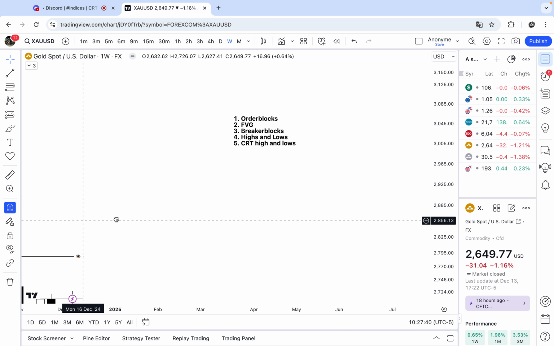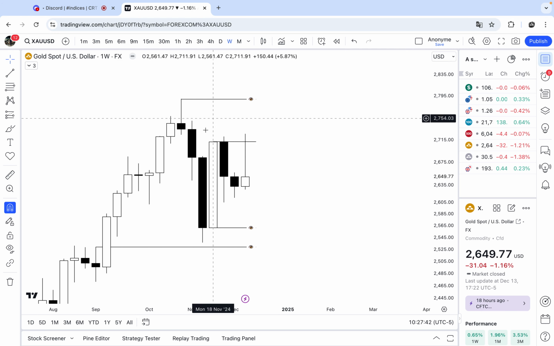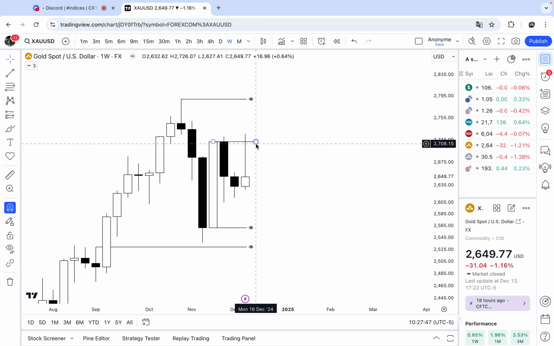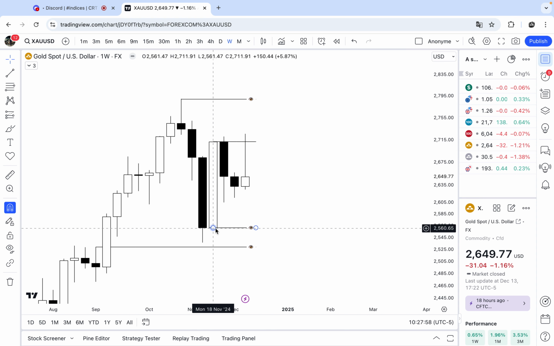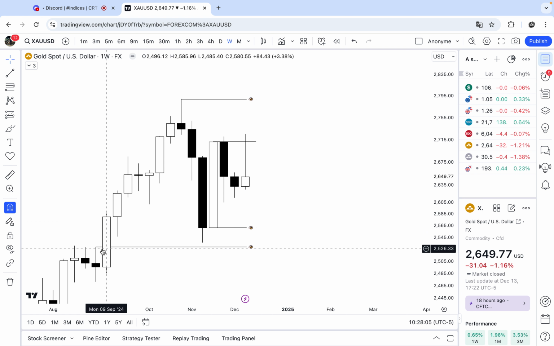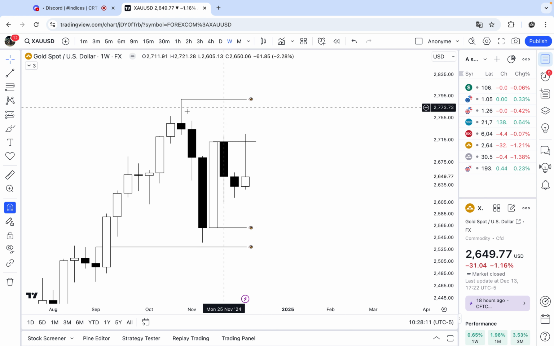In this case on gold, we got this CRT. So we got CRT high. The CRT high got purged right here, and it got purged right here also. And we got the CRT low right here, which can be a nice target. We also got a weekly order block right here, and we got a high right here.